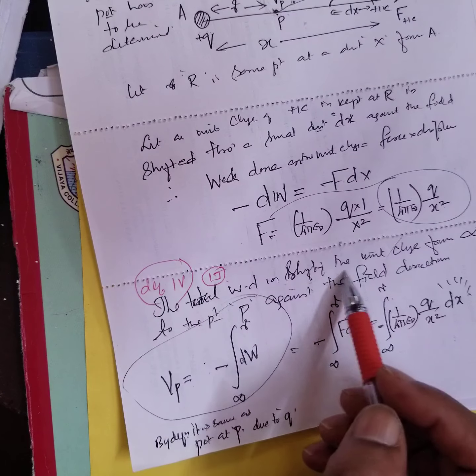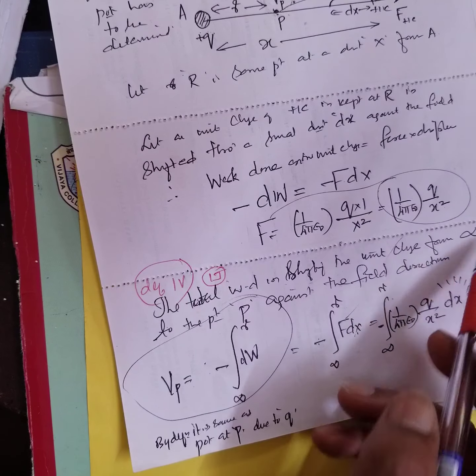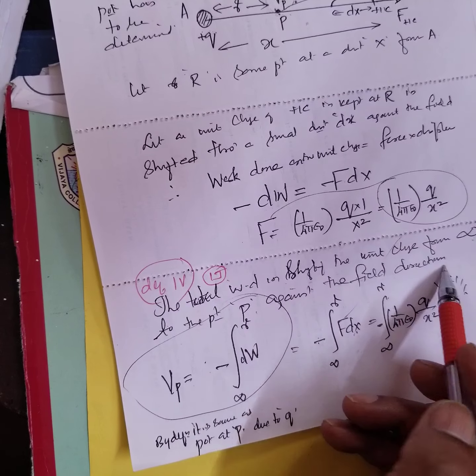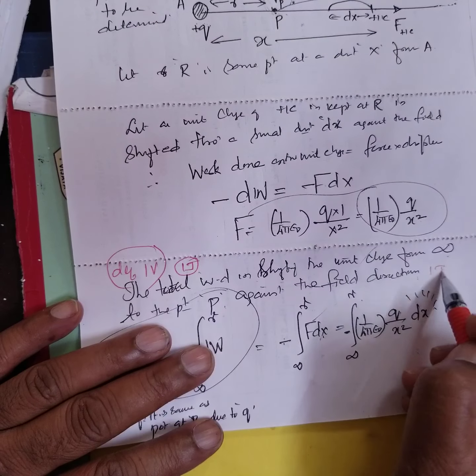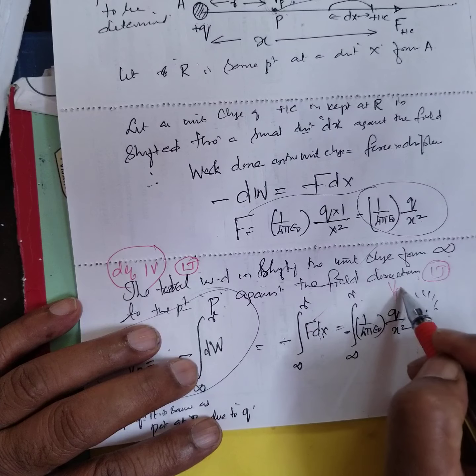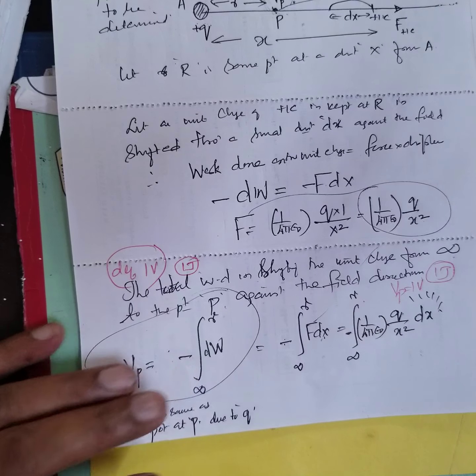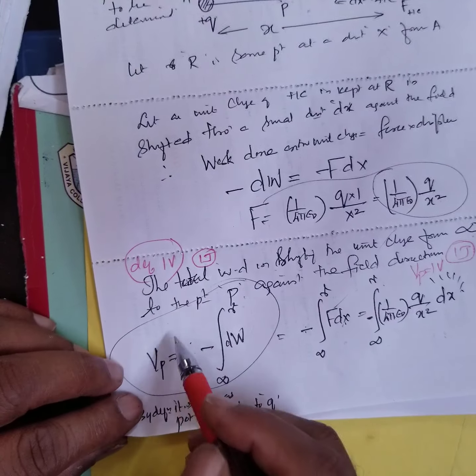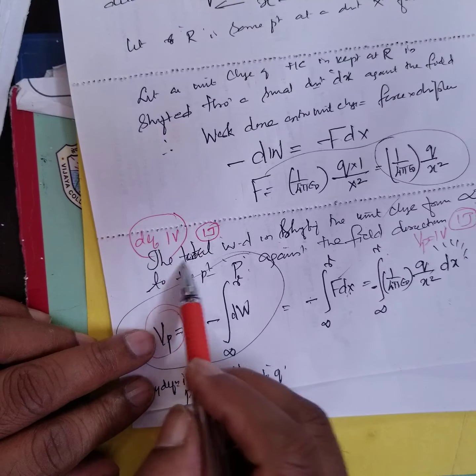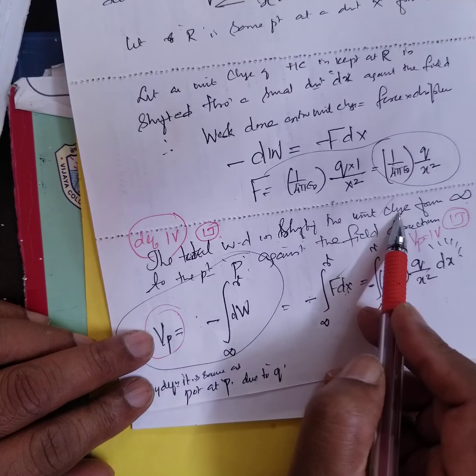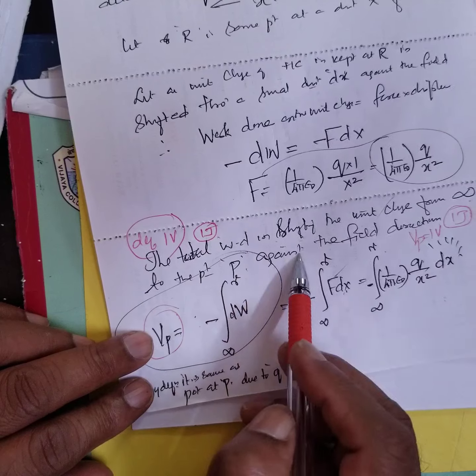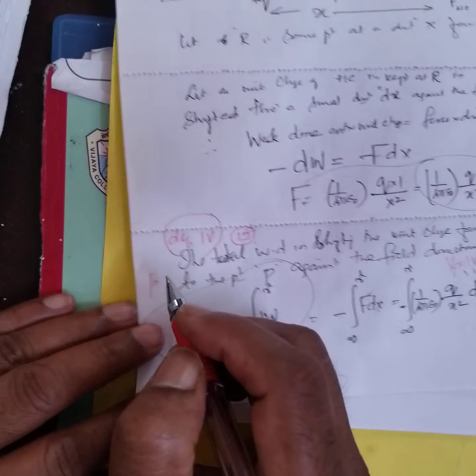If the total work done by shifting the charge from infinity to that point against the field is 1 joule, then potential at that point is said to be 1 volt. And what is the potential difference? Potential at the point is the total work done in shifting a unit positive charge from infinity to that point against the field. This is 1 mark.